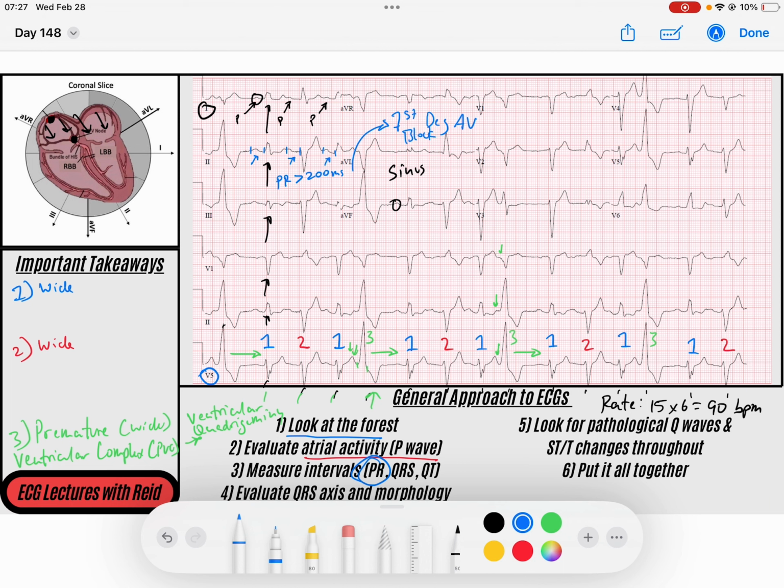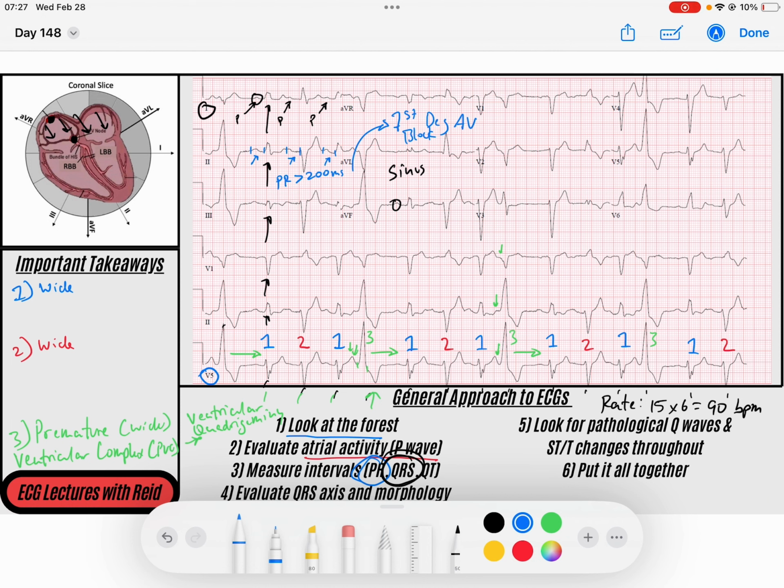It just takes a little longer to get there. Okay? So we have first degree AV block. And now let's evaluate that QRS. This is where we're going to be making our money, right? And so what I'm going to need to do is define, if I think these are aberrantly conducted QRS complexes, the morphologies of these.